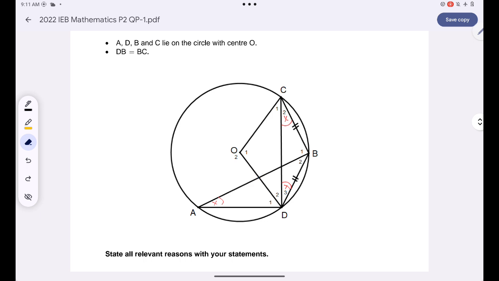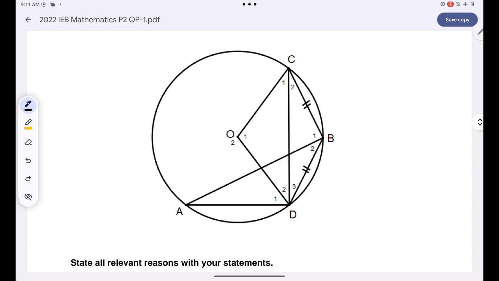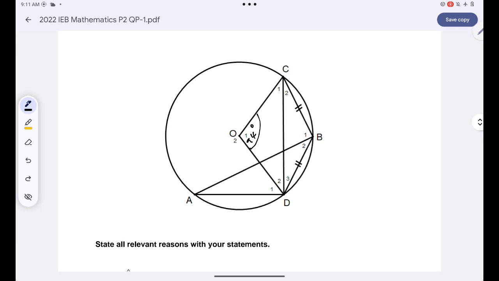Remember that I was told that this angle over here is 94 degrees. So for me to find the sum of angle B1 and B2, I must know the value of angle O2. How can I find the value of angle O2?